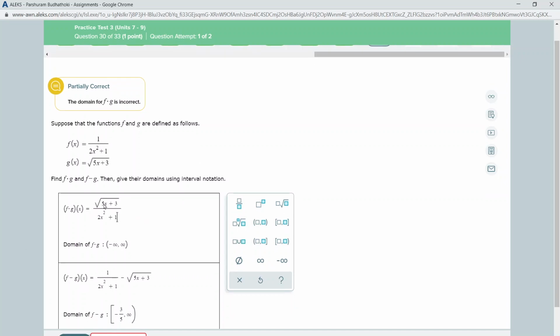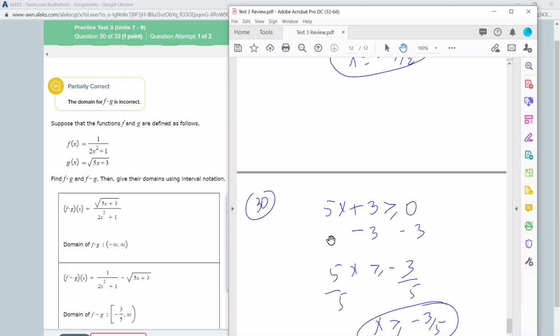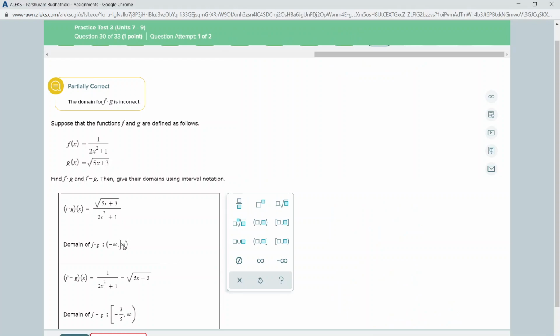Okay, I made the same mistake here. I forgot about this top part. There is a radical sign, so I have to consider the radical sign. The same thing will be true. Inside the radical should be non-negative, so I need to do the same thing. This 5x plus 3 should be greater than or equal to 0, so x should be greater than or equal to negative 3 over 5. So I made the same mistake. I did not think about the top part.